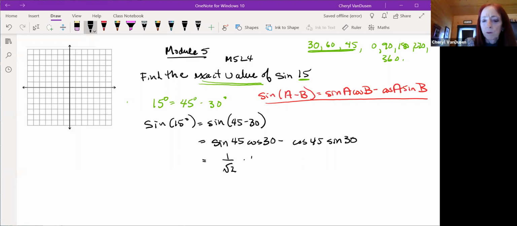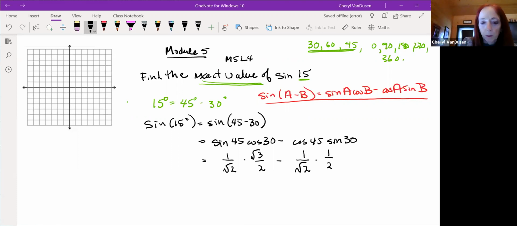Cos of 30 is root 3 over 2. Cos of 45 is the same as sine of 45, 1 over root 2, and sine of 30 is 1 over 2. So those are just either read straight off the unit circle or from the special triangles. I hope I'm not going too quickly. You can give me puzzled looks if I'm going too fast. I'm trying to watch you on my other screen over here.